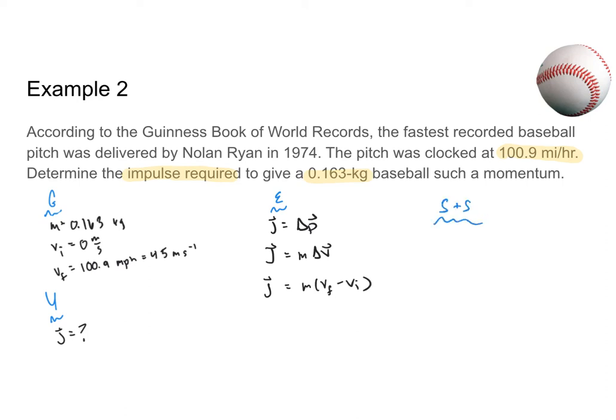And what we will get is that our impulse is equal to 0.163 times 45 minus 0, or 7.3 Newton seconds. And there you have it, guys. I do want to mention, if you were given a time, so how long it took for the ball to leave the pitcher's hand, you could also figure out how much force he delivered to the ball by dividing this number by the time. So if it took, for example, 2 seconds, you would divide by 2 to figure out the force required to give the ball this change in momentum.